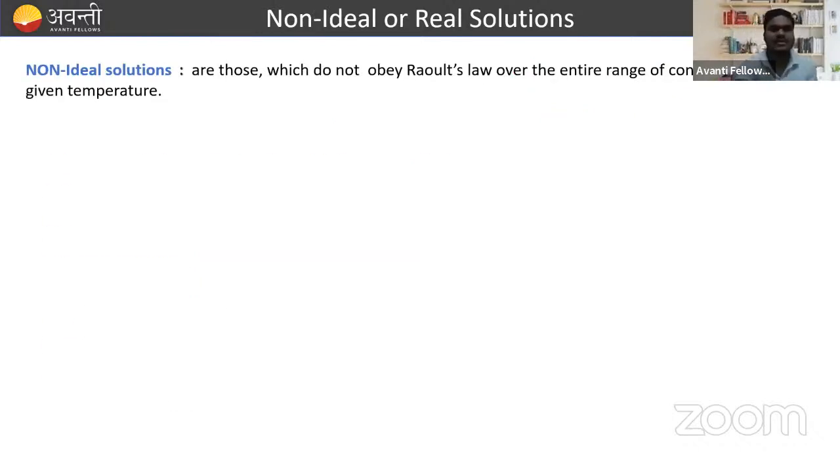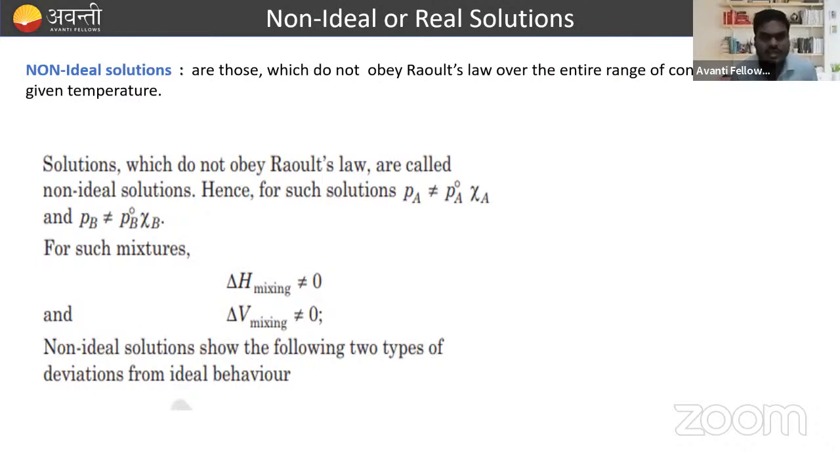Okay. Now, what is a non-ideal solution? Basically, non-ideal solutions are those which do not obey Raoult's law over the entire range of concentration at a given temperature. Or we can say that PA is not equal to P naught A into XA, and PB is also not equal to P naught B into XB. For such a mixture, delta H of mixing is not equal to 0, and delta V of mixing is also not equal to 0. So a non-ideal solution shows the following two types. Obviously, if PA is not equal to P naught A XA and PB is not equal to P naught B into XB, then what?